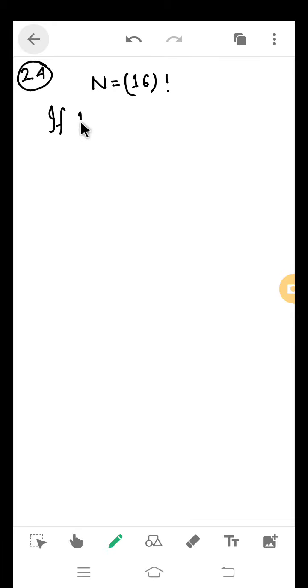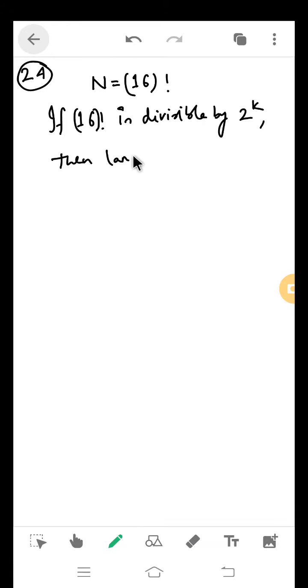मतलब क्वेश्चन ऐसा है, if 16 factorial is divisible by 2 to the power k, then the largest value of k is what? This you have to calculate. तो k का हाईएस्ट वैल्यू क्या होगा? So it is divisible by 2^k.